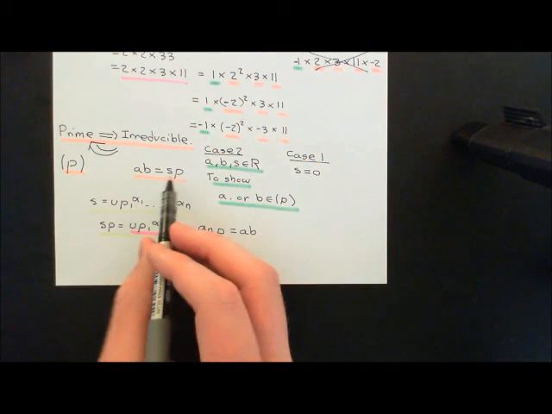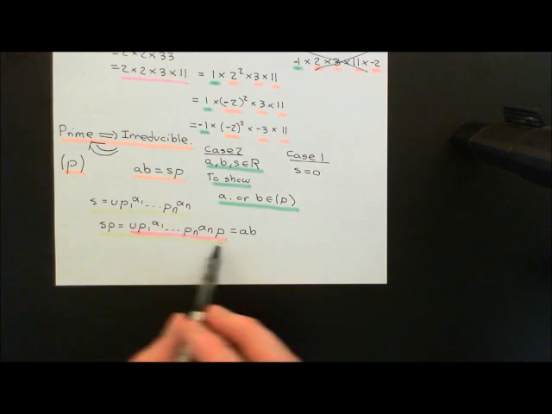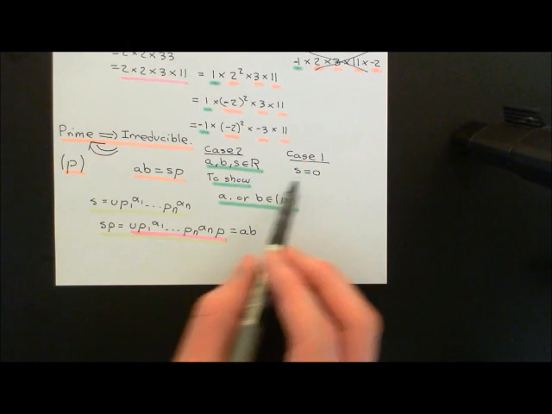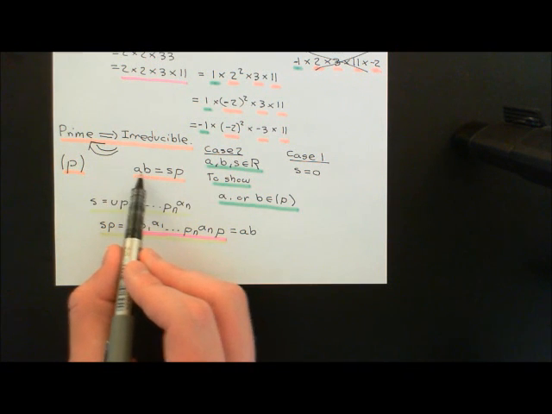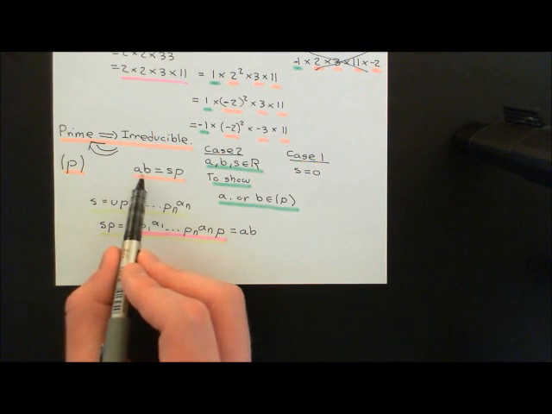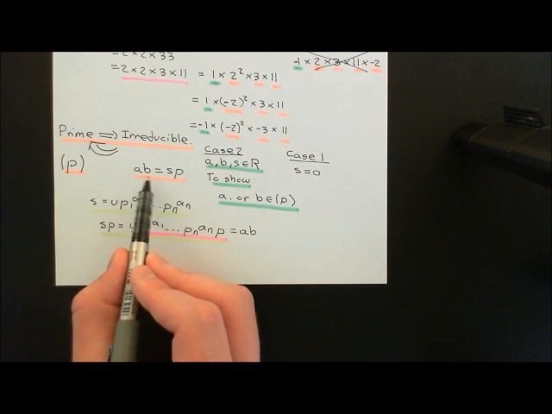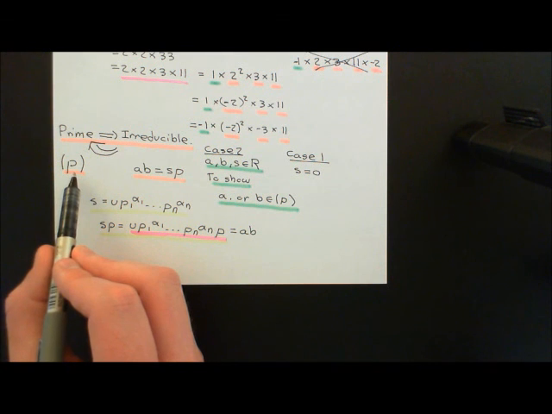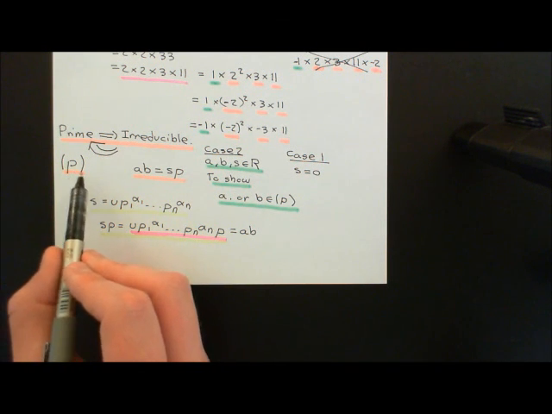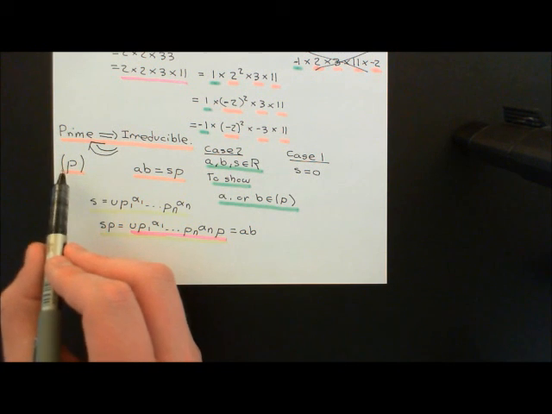Now, if S is equal to 0, then of course S times P doesn't look like this, it just looks like 0. But that would mean that A times B was equal to 0, and because we're working in an integral domain, that would then imply that A or B was equal to 0, and therefore one of them would be in this principal ideal generated by P, because 0 is in the principal ideal generated by P always, because 0 times P will equal 0.